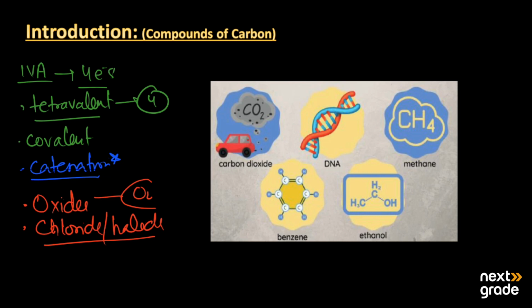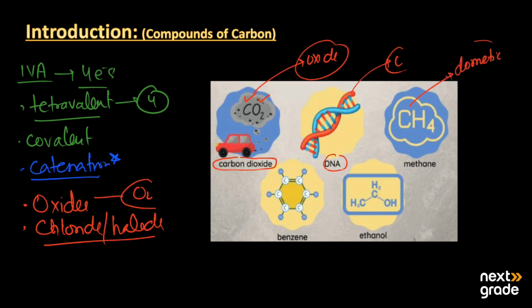On the other hand, the exhaust from automobiles mainly contains carbon dioxide, and here we have carbon and oxygen. It is an oxide of carbon. Here we have the DNA structure, it also contains carbon in it. Then we have methane, the gas that is used for domestic purposes. It also contains carbon in it.